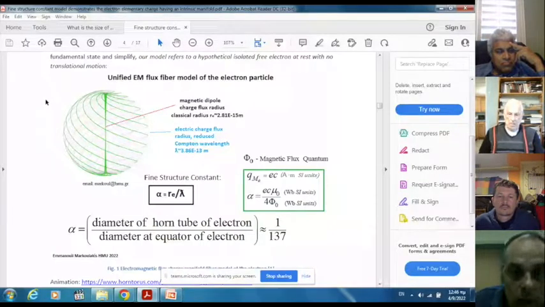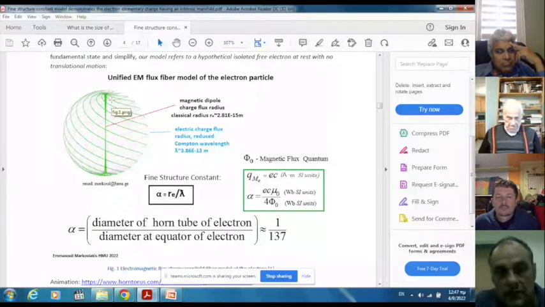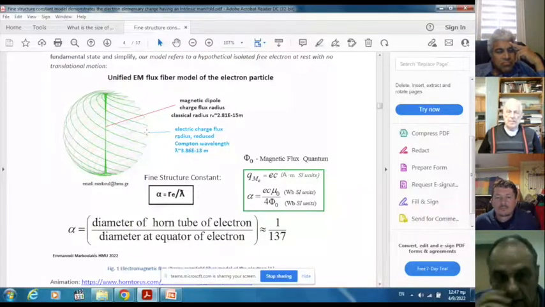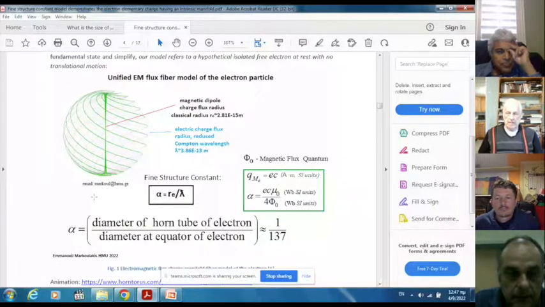The other thing is that what we believe is that when it's accelerated, it shrinks altogether, but homogeneously. The fine structure constant is maintained. It doesn't lose the fine structure constant, but altogether it shrinks. And the faster the translational speed, the smaller it shrinks. That's another possibility.